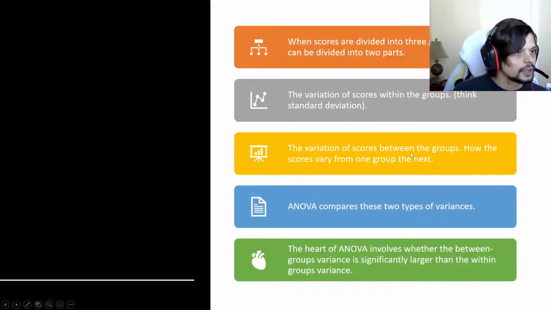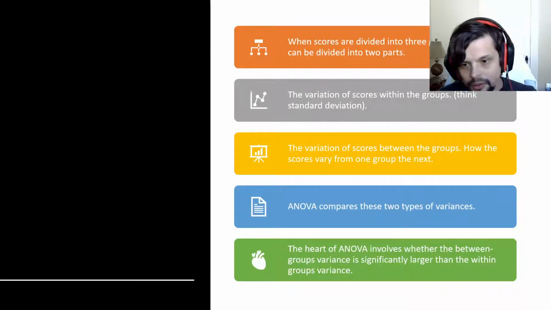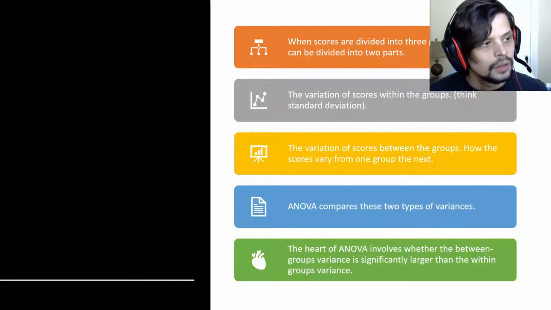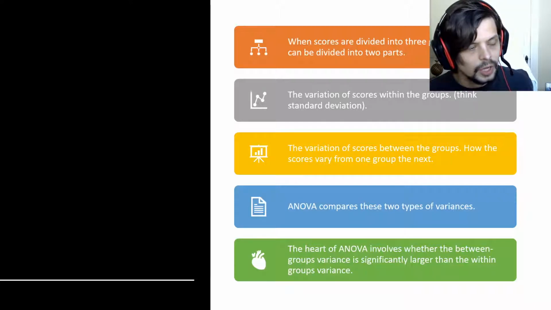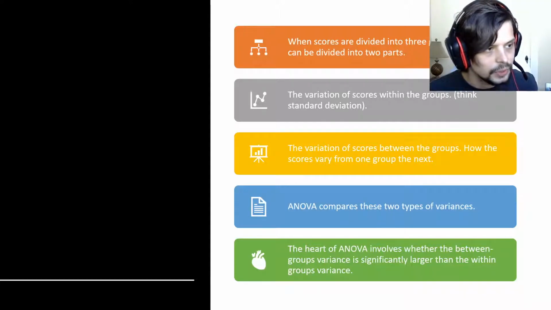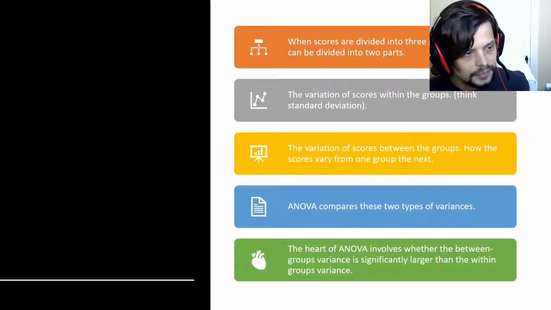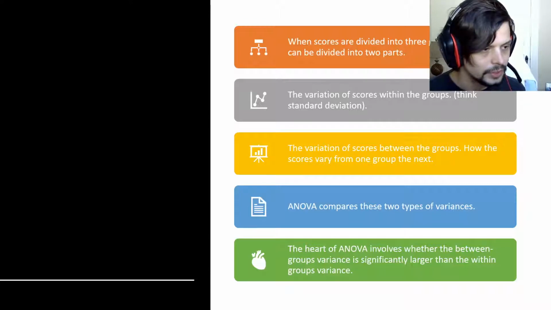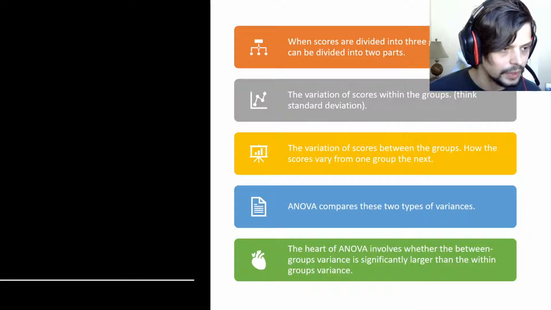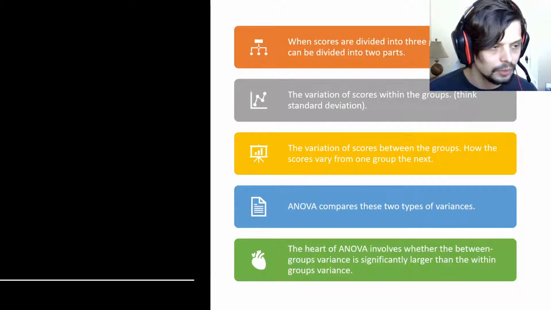So when scores are divided into 3 groups, the variation can be divided into 2 parts. The variation of scores within the groups, think standard deviation, and the variation of scores between the groups. So you've got within and between, and how the scores vary from one group to the next. ANOVA can then compare these 2 types of variances. So that means the heart of ANOVA involves whether the between-groups variance is significantly larger than the within-groups variance.